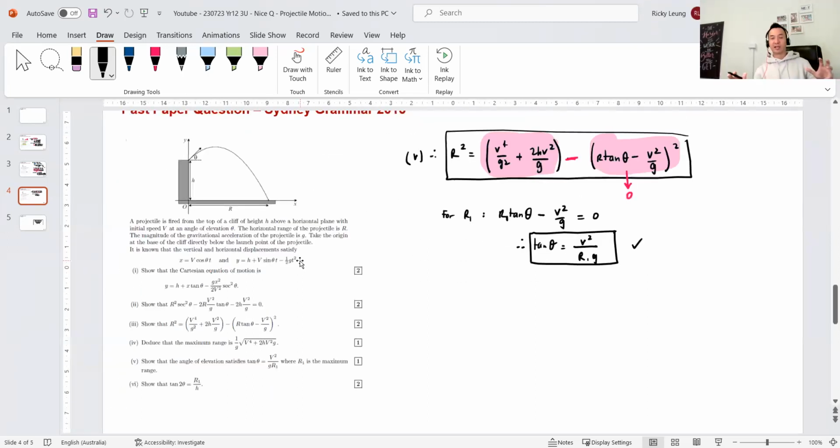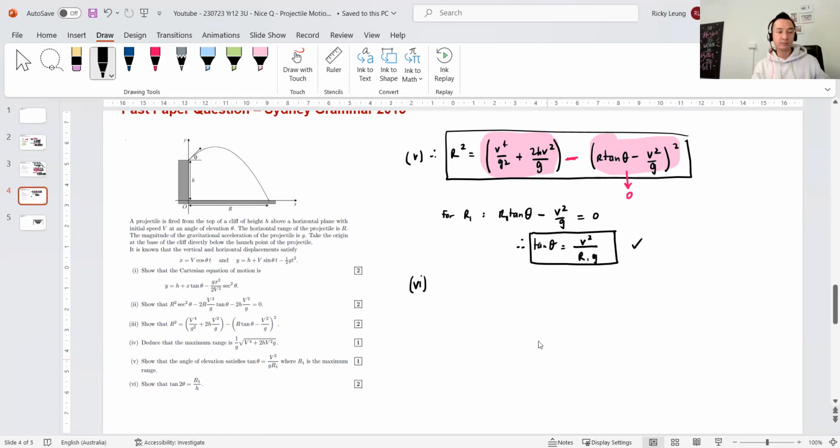So let's say that again. When you have maximum range, this is 0. If that's 0, then I solve that equal to 0 and make tan theta the subject, and I've got it. Last part. Show that tan 2 theta equals that. Okay, cool. Now, let's see.